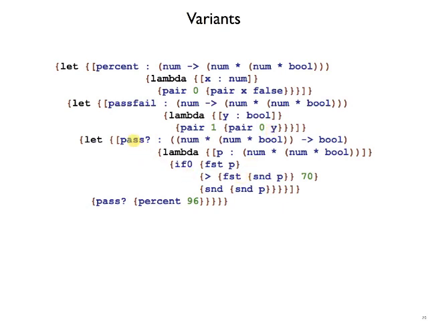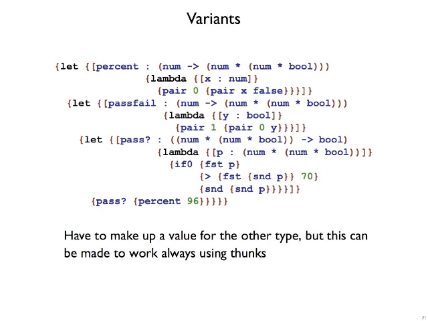And then if we wanted to write the pass function that takes either kind of grade, then it can check that tag. And if it's a percent style grade, then it can pull the first out of the pair and compare that to a number. And if it's a pass-fail kind of grade, then it can just pull the second part out. So we see here how certain kinds of variants can be encoded just using functions and pairs. It does fit into our type system. And there's a drawback that we have to make up dummy numbers and dummy booleans and so on, but you can always make this work out.